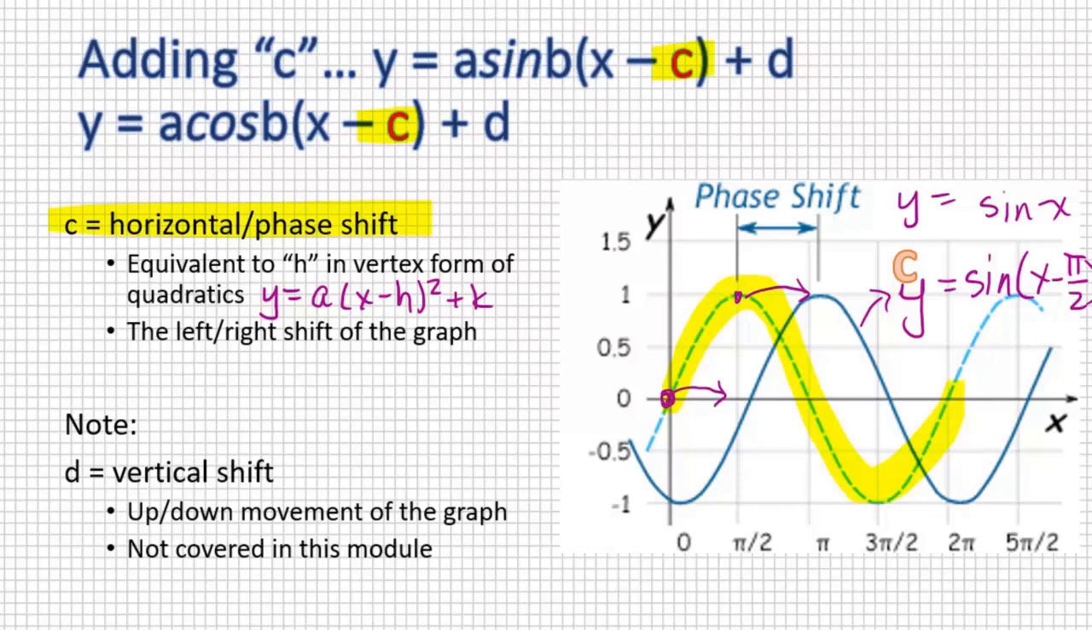As we saw for h, when h appears to be negative in the function, the shift is to the right. Similarly, if we have x minus pi over 2, we see a horizontal shift to the right, or a horizontal shift of positive pi over 2. Finally, the value for d gives us our vertical shift. This shifts the graph not in the x direction, but in the y direction, or up and down. But we're not going to cover that in this module.